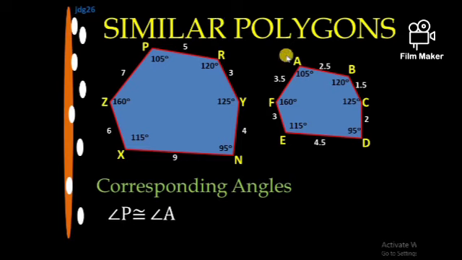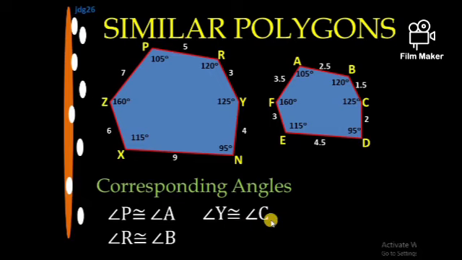Angle P is congruent to angle A. Hahanapin lang natin ang mga angles na magkaparehas ang sukat. Parehas silang 105 degrees. Therefore, angle P is congruent to angle A. Ano pa? Angle R is congruent to angle B. They are both 120 degrees.